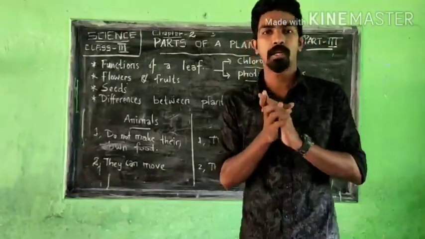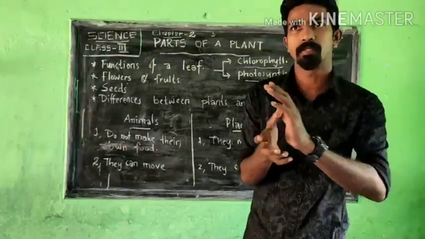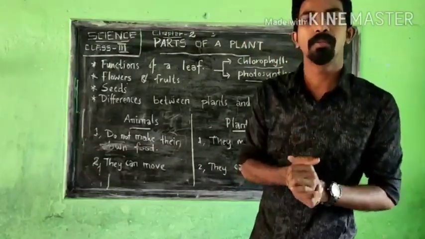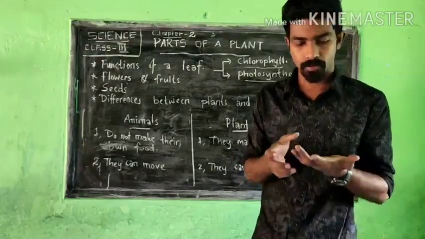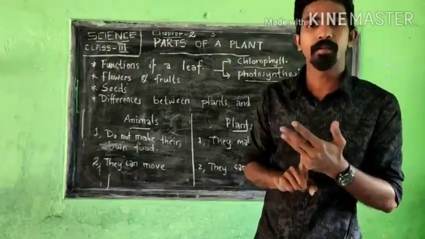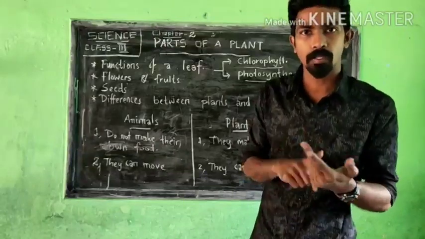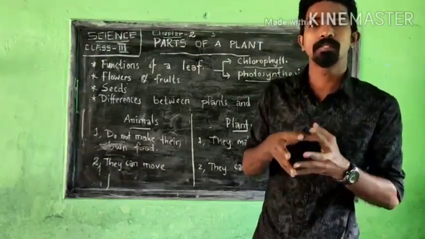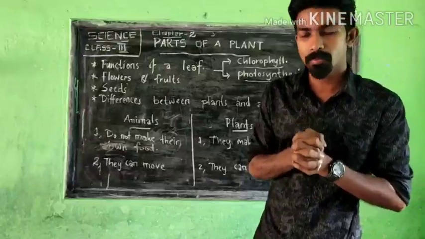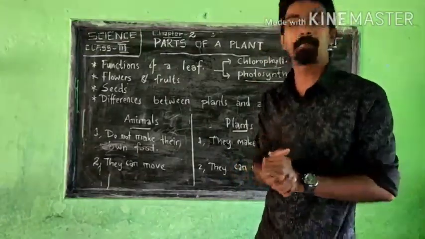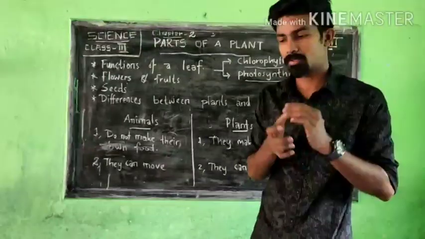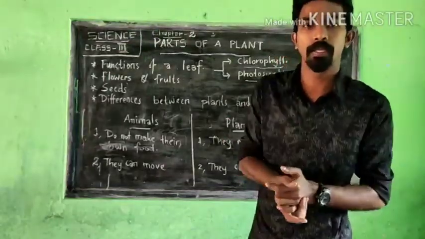In the first chapter in class 2, you may have studied what things are needed for a plant for making food. That is air, water and warmth. These all things are needed for a plant to make food. The plant always makes food in the presence of sunlight, so the plant needs sunlight also to make food.